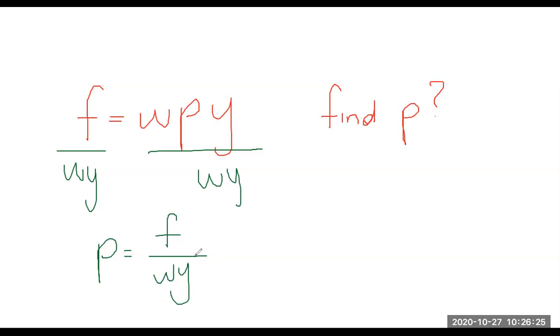We're literally just taking out the numbers and using letters. That's it. Because if we had a number for F, a number for W, and a number for Y, we would just divide it through. But we don't have any numbers for them, so we're just using the letters.